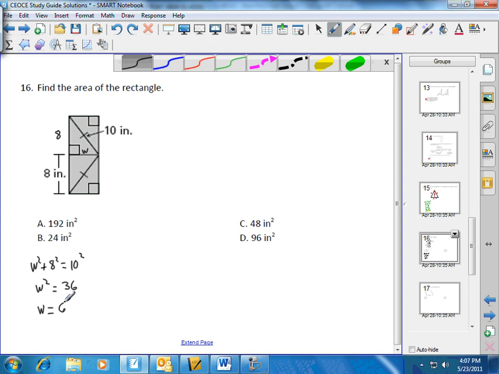So now I have the length and the width. So the area is going to equal 8, the length, times the width, which we said was 6. So the area is 48 square inches, which is answer choice C.